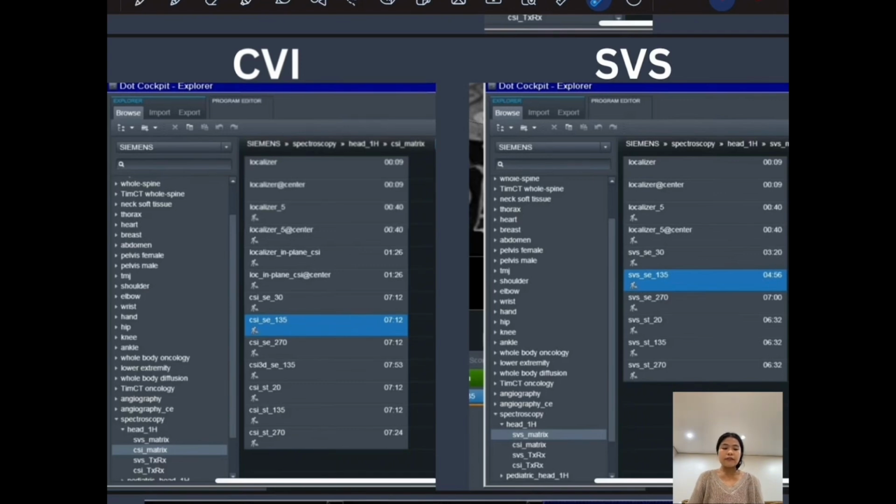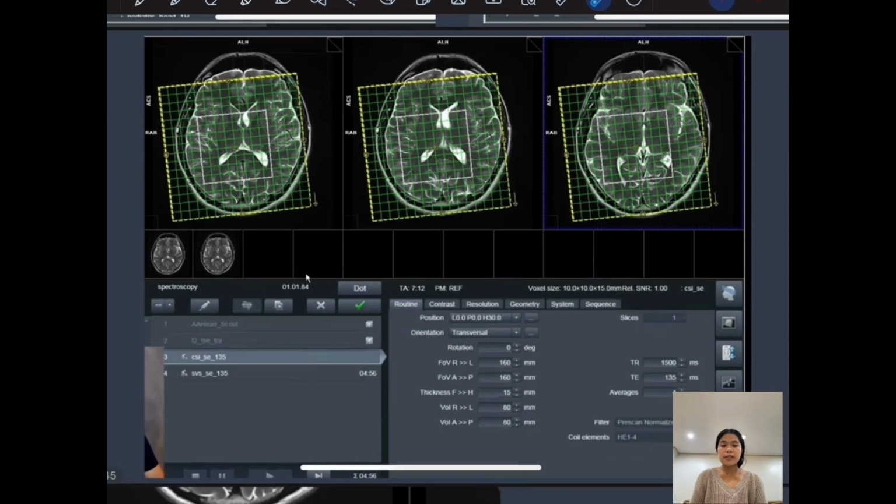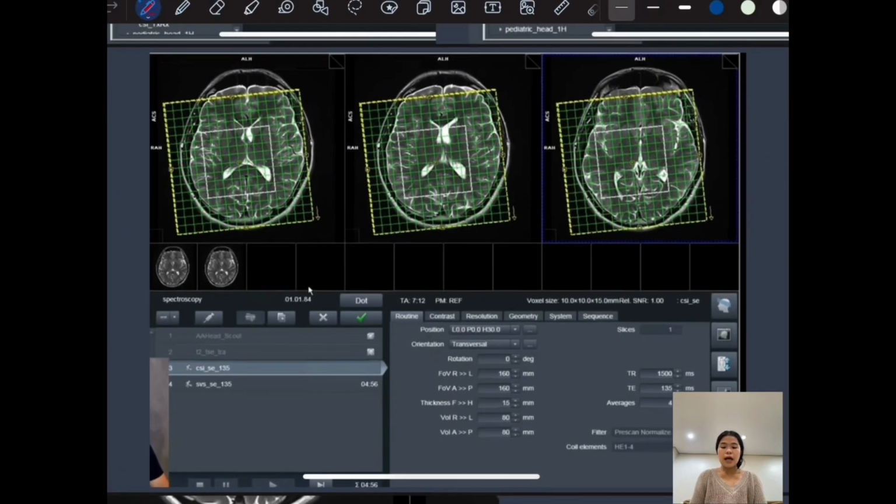Now, when we are browsing for the procedure, we will select spectroscopy and particularly the head procedure. After selecting our procedure, we can choose what sequence we will incorporate. Depending on the physician, the SVS is usually for targeted high SNR, or high signal to noise ratio, while the CSI is a summarization of multiple metabolite distributions over a larger area compared to the SVS. In a hospital setting, the 135 sequence is more commonly selected, and for simulation purposes, we will follow that sequence.